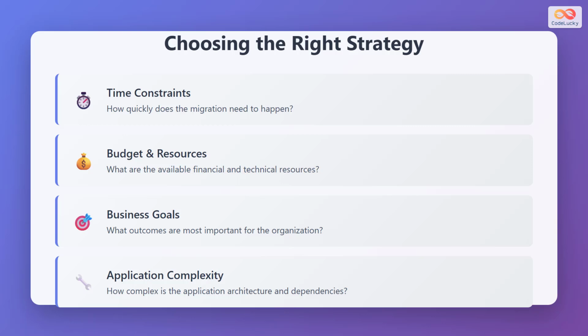Most organizations use a portfolio approach, applying different strategies to different applications based on their individual characteristics and business importance. The 6Rs framework provides the vocabulary and structure to have these strategic conversations and make informed decisions.